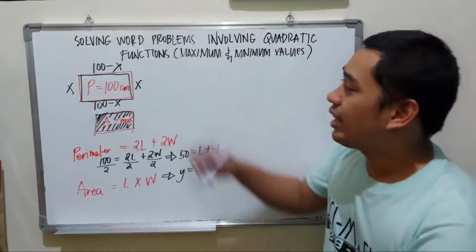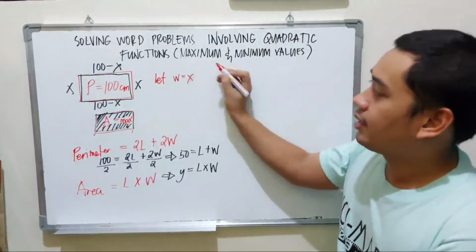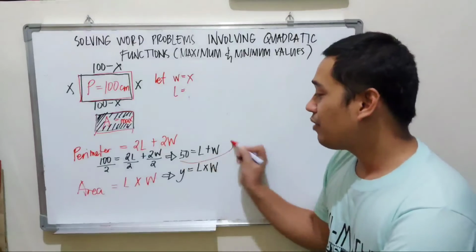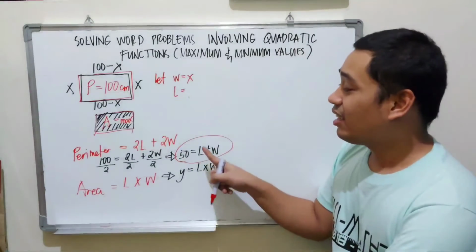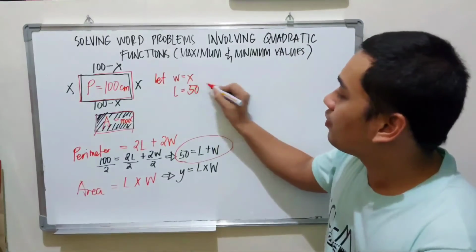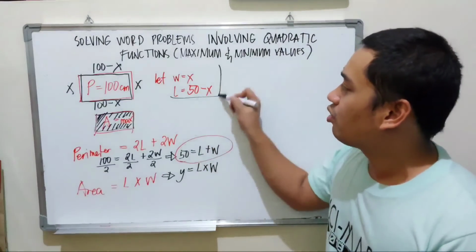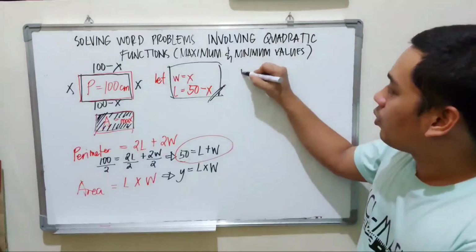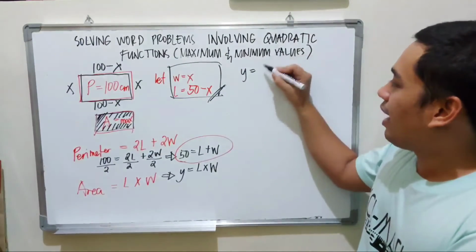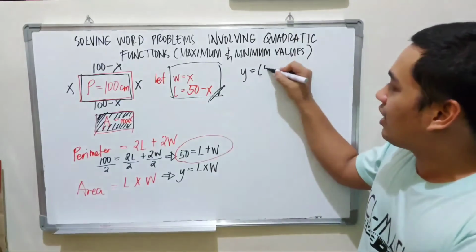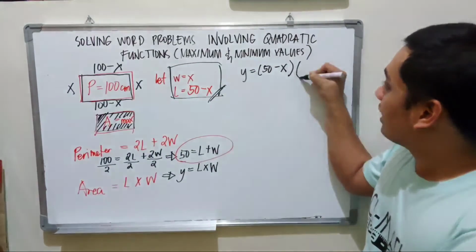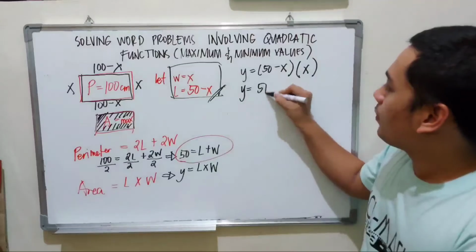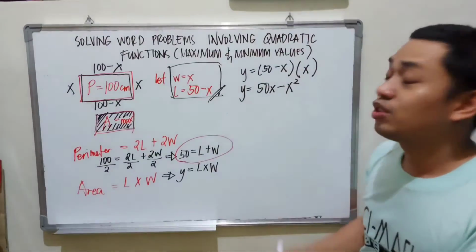So, going back, we can let W be equal to x and length be equal to 100, pa ba yung gagamitin natin? And since we have this identity, we can let a single length be equal to 50 minus the width. So, ito na po yung mga identity na gagamitin natin pag-compute ng maximum and minimum values. To get the value of y, we need to multiply length and width. So, that is 50 minus x times x. Continuing our solution, we have y is equal to 50x minus x squared.